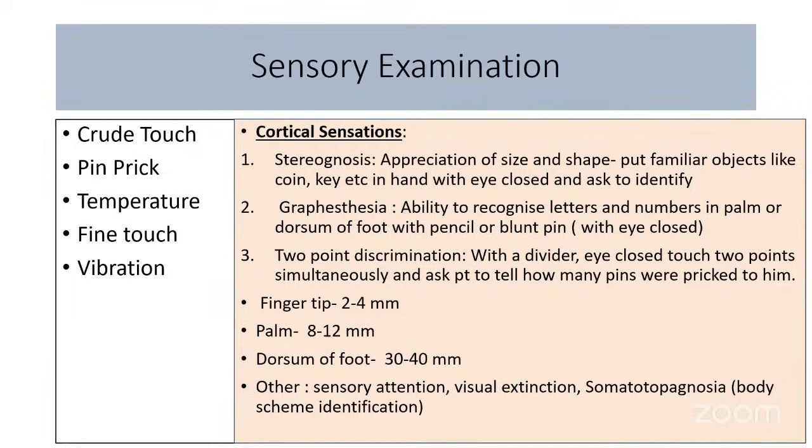For graphesthesia, we write with the hand on the palm, like numbers or letters, whatever language they know, or on the dorsum of the foot. With eyes closed, they have to guess it. For 2-point discrimination, we take a divider and, with eyes closed, touch with the 2 points simultaneously. Ask how many pins they are able to feel. For the fingertip it is 2 to 4 mm, the palm it is 8 to 12 mm, and the dorsum of the foot it is 30 to 40 mm.